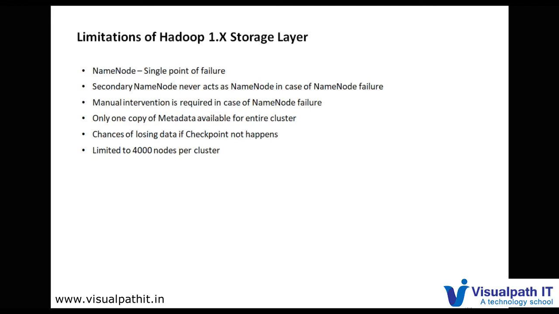Okay, and manual intervention is required in case of name node failure. For example, if a name node failure happens, as a Hadoop administrator we need to take one more physical machine as a name node and configure it, take the backup copy from the secondary name node, place it on the new machine, and start that machine to bring the cluster up again. So it is a manual intervention and it will take a lot of time.